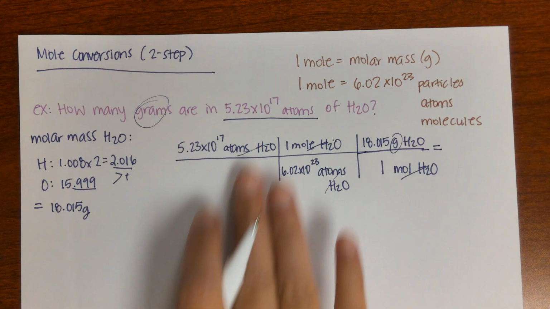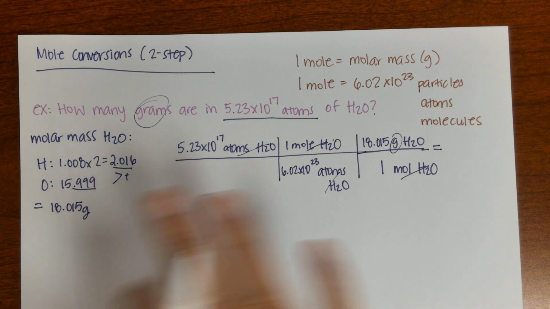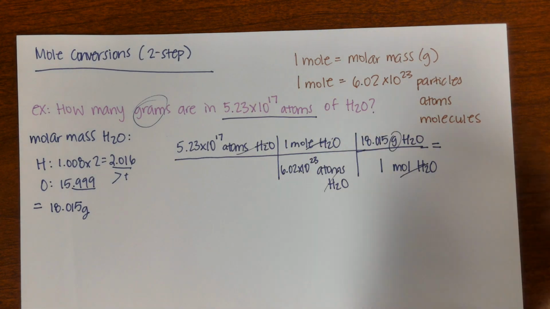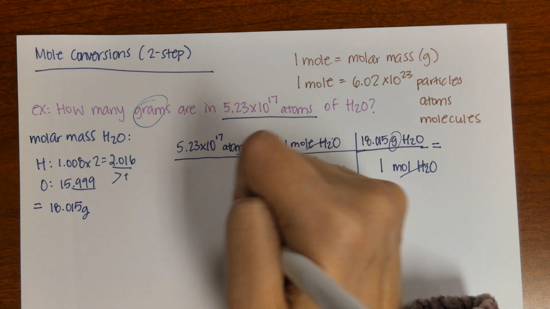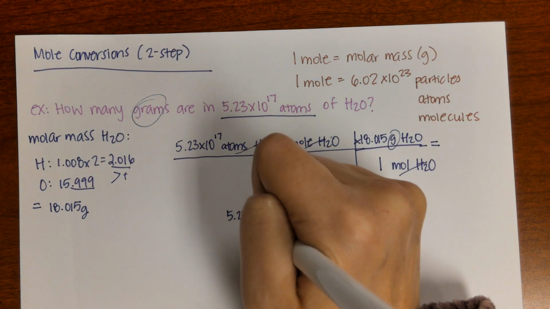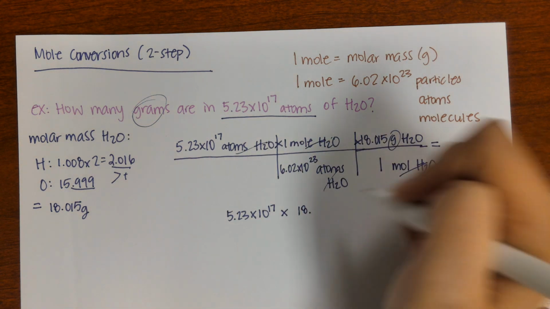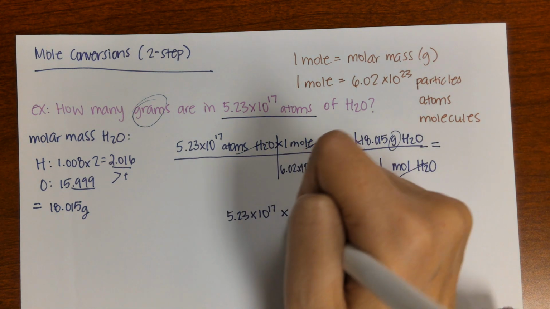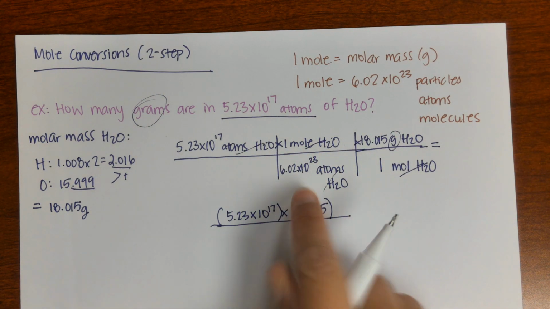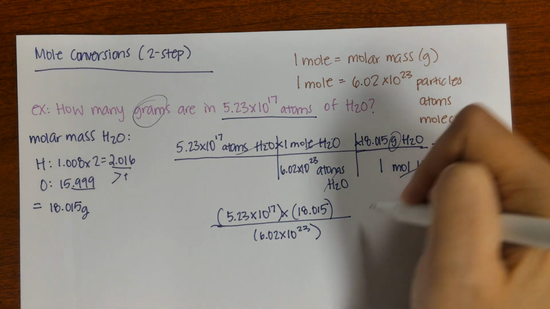Now there's numbers top and bottom. I know in the last video, in the bottom there's always just 1, so we just multiply, but now we have to multiply and divide. So just to show you how we punch it into the calculator, it's 5.23 times 10 to the power 17 times 18.015. I should put this in parentheses to make this look easier. And then we divide it by the bottom, which is our Avogadro number, and then we solve.